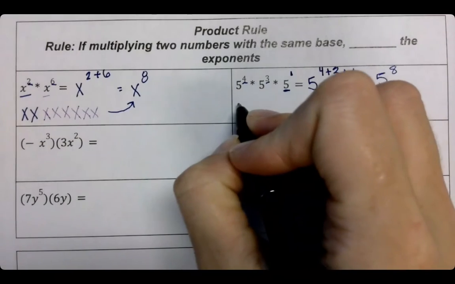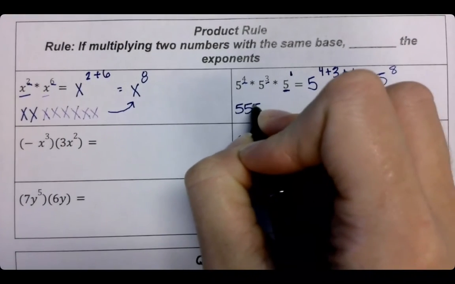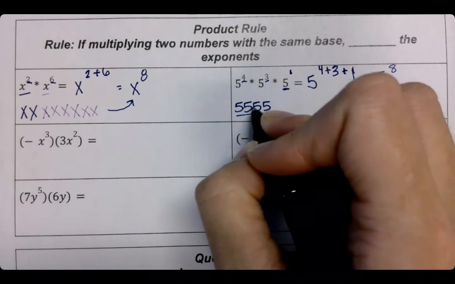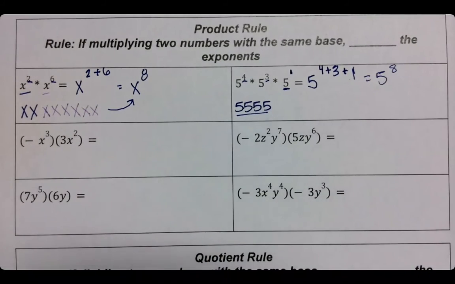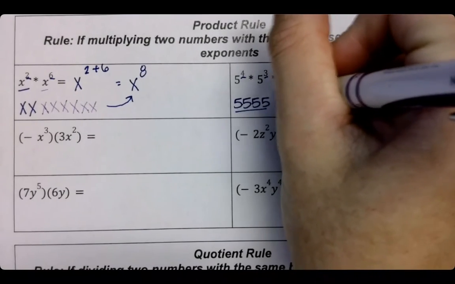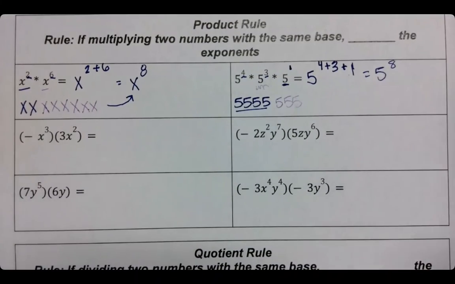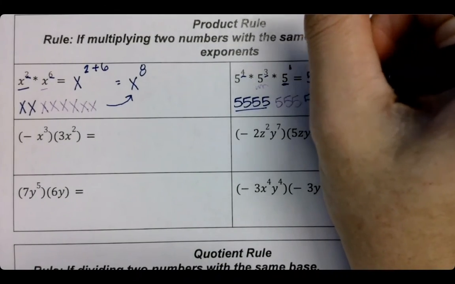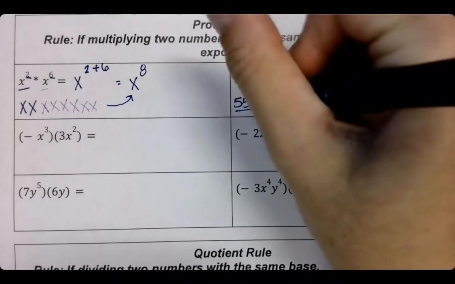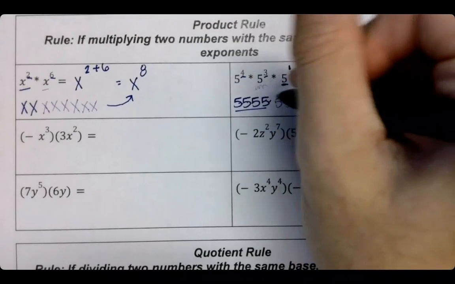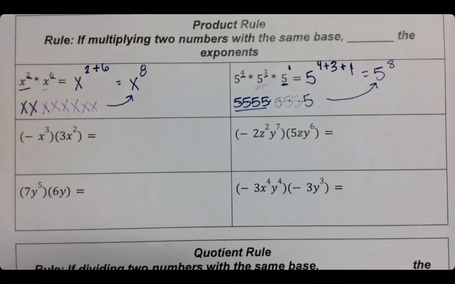Okay, so same thing here. We would have 5. We have these 5s being multiplied together, and I really should be including multiplication signs, sorry. And then we have another 3 being multiplied together from right here. And then last but not least, we have this last 5, for a total of 1, 2, 3, 4, 5, 6, 7, and 8 5s.